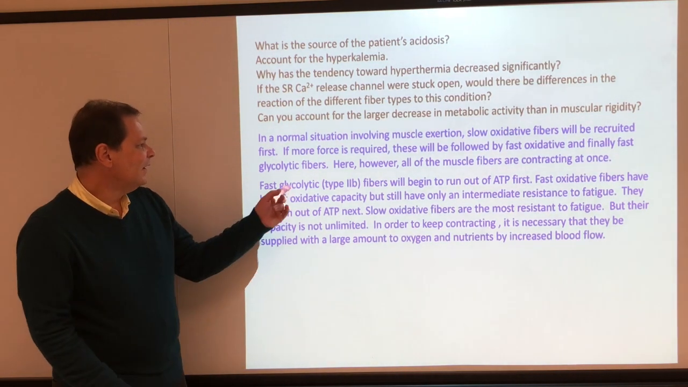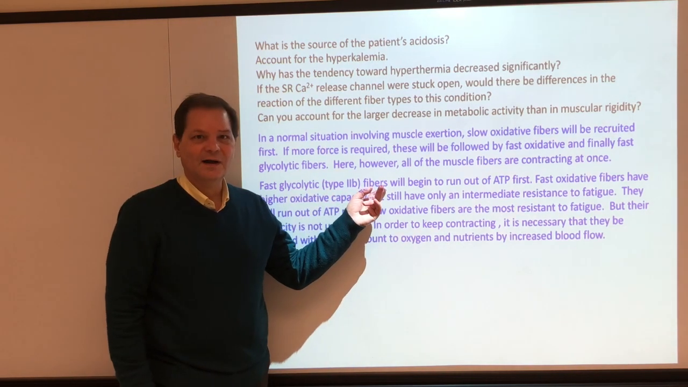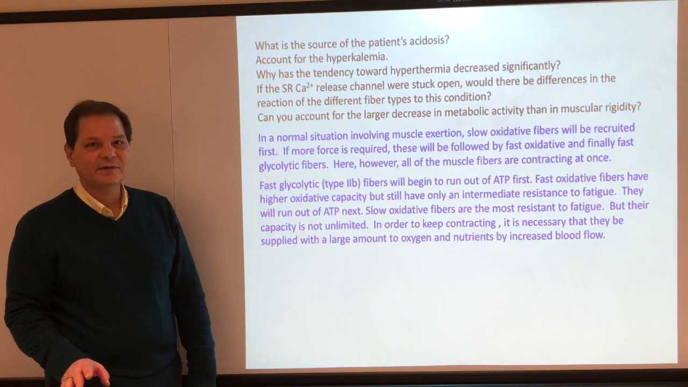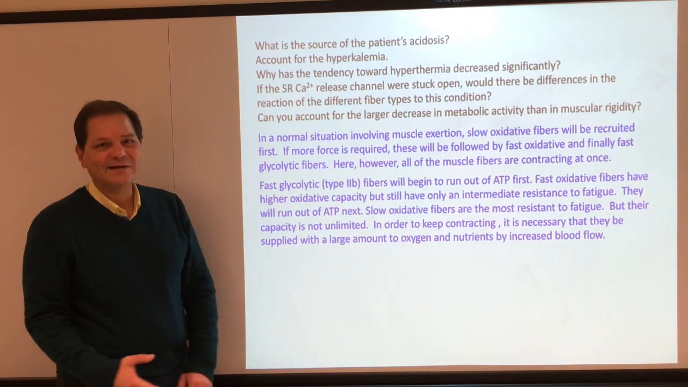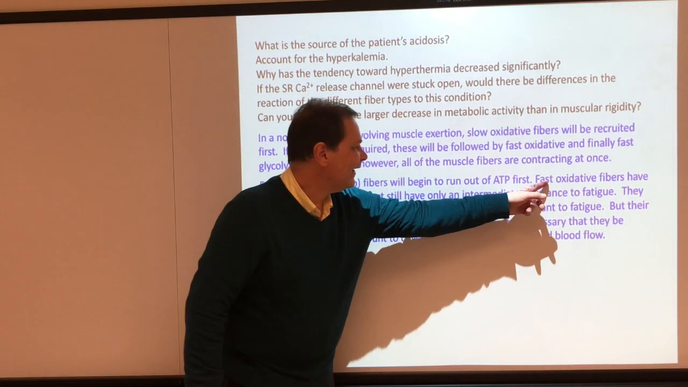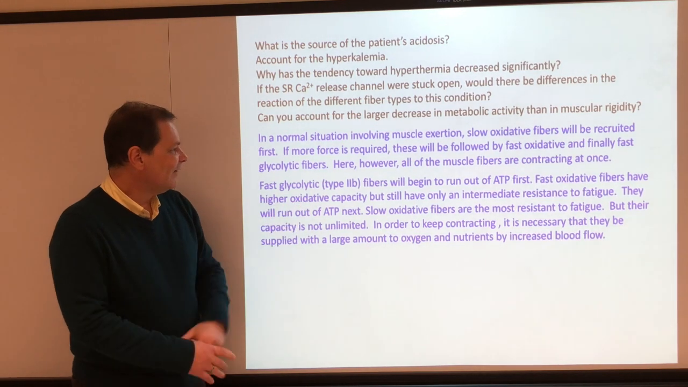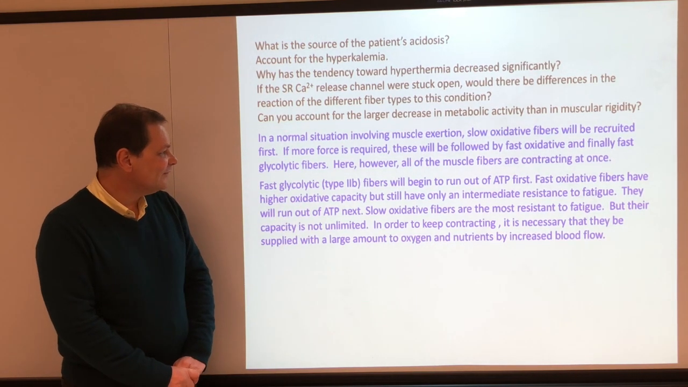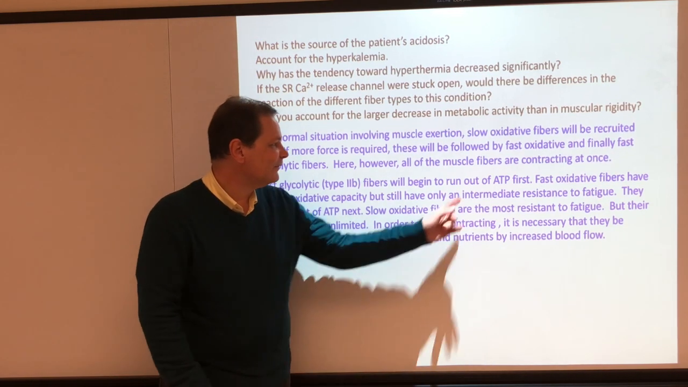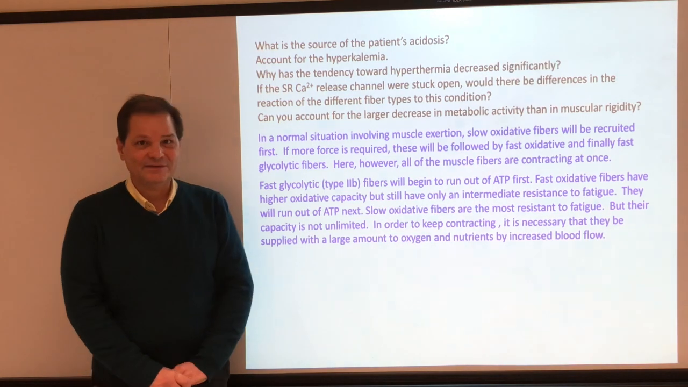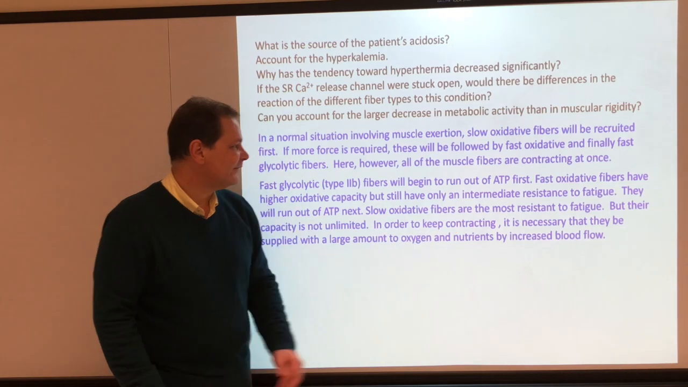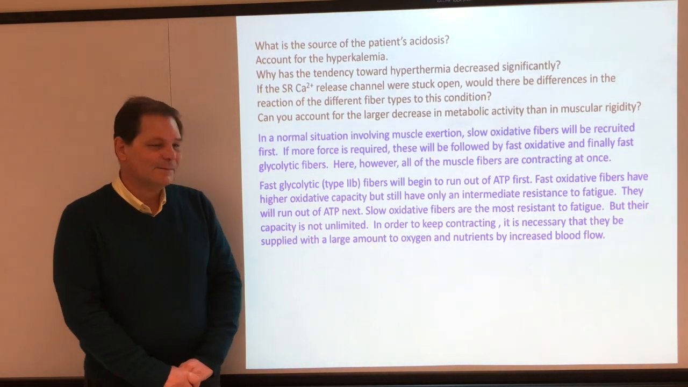So what happens? Well, your fast glycolytic fibers are dependent upon glycolysis, and they're going to run out of ATP first because glycolysis can't keep up with this, okay? And you're going to be generating a lot of lactic acid because of that. They're going to be in the worst shape. Your fast oxidative fibers have a higher oxidative capacity, but they have only an intermediate resistance to fatigue. They are going to run out of ATP next, okay? And the slow oxidative are the most resistant to fatigue, but even their capacity is not unlimited.